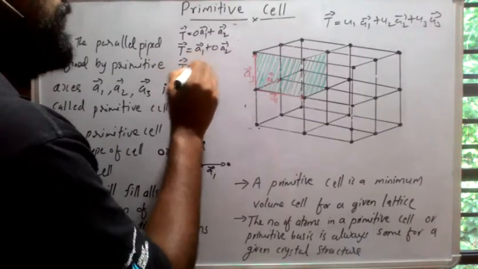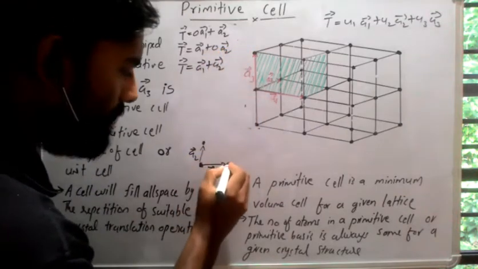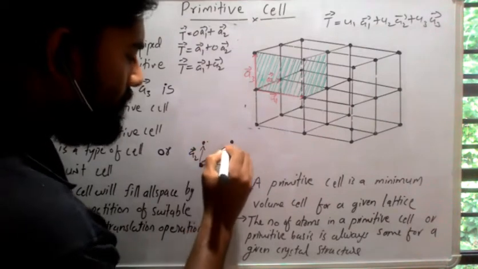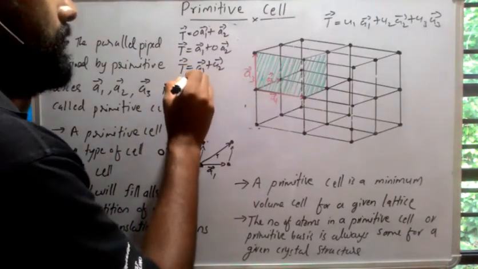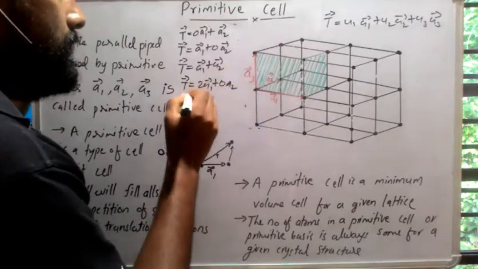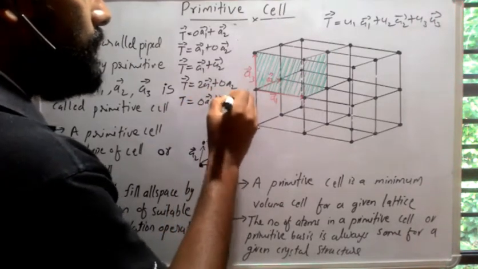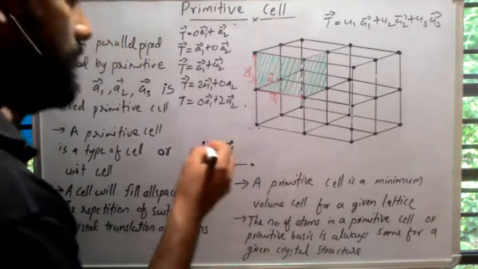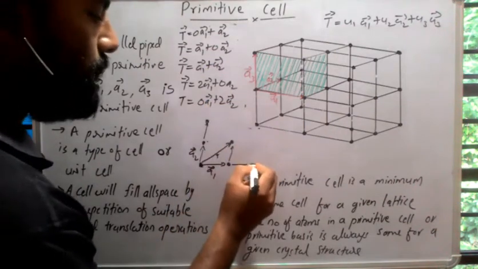Then another one, I am making T equal to a1 plus a2. So this is a1 plus a2, another lattice point. Then T equal to 2a1 plus 0a2, and T equal to 0a1 plus 2a2. So the first one is 2a1, the second one is 2a2. So I got two lattice points here.